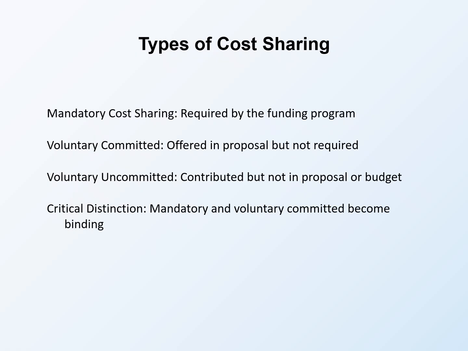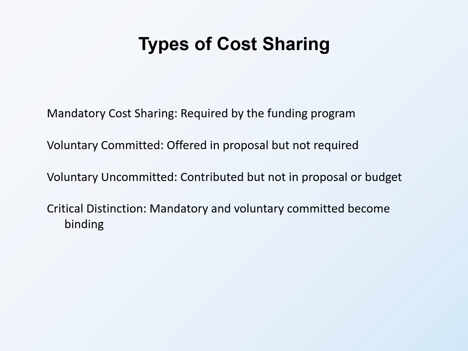Cost sharing falls into 3 distinct categories with different implications for your obligations. Understanding these categories helps you make appropriate decisions about what to commit. Mandatory cost sharing is required by the funding program. The funding opportunity announcement specifies that applicants must contribute a certain percentage or amount. You cannot receive the award without committing to this match. Mandatory match is a condition of funding that applies to all awardees.